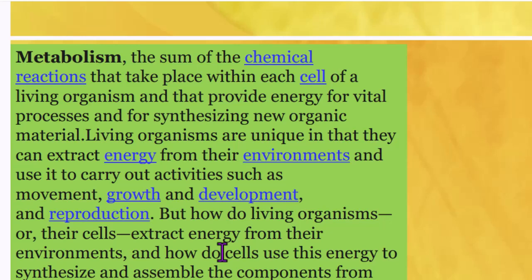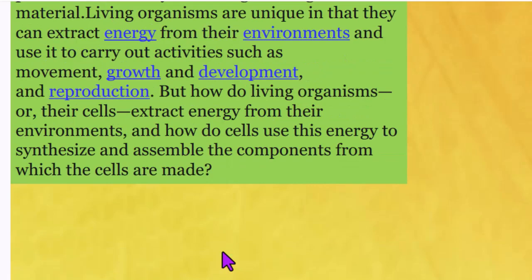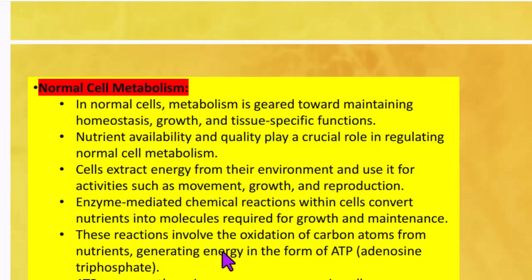But how do living organisms' cells extract energy from their environment, and how do cells use this energy to synthesize and assemble the components from which the cells are made? This is metabolism, and there are anabolic processes and catabolic processes. This is explained in full detail in biochemistry, but what we need to focus on is the energy metabolism, or the difference between the normal cell and the cancer cell in its assembly of the glucose.